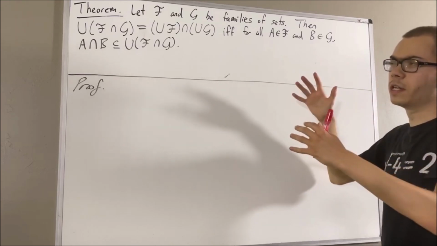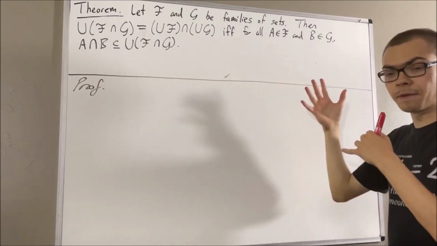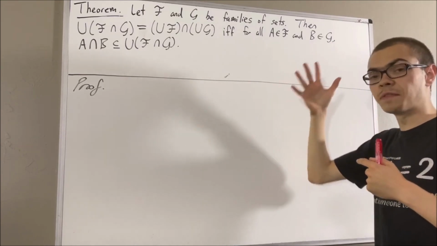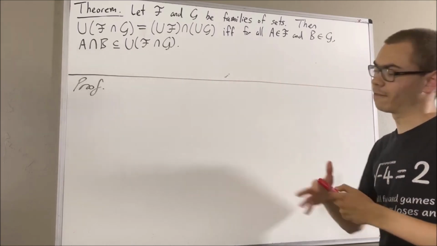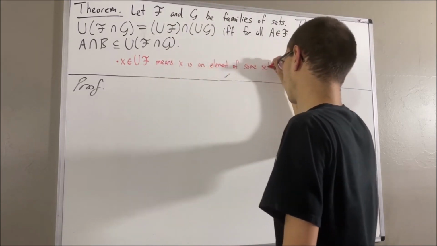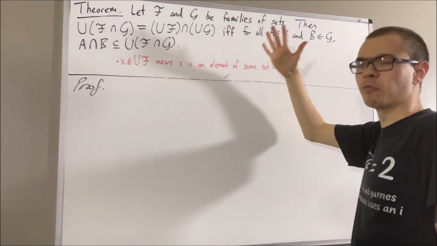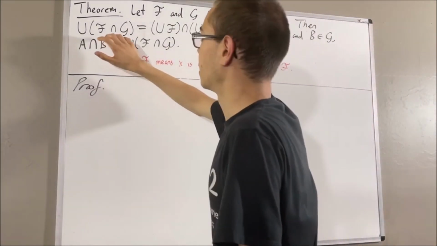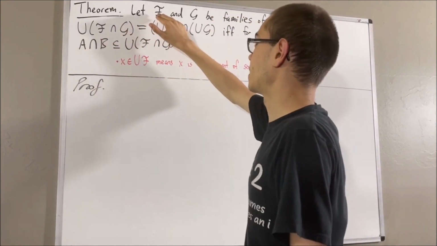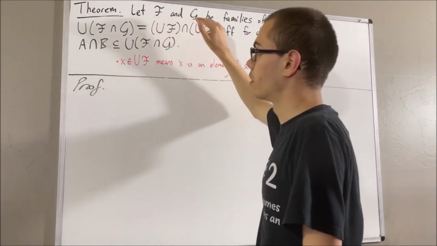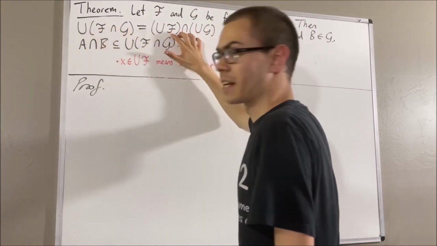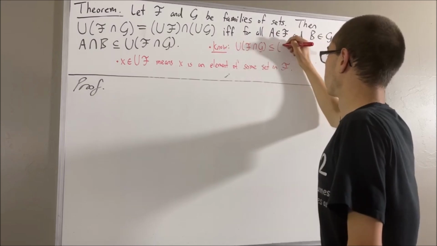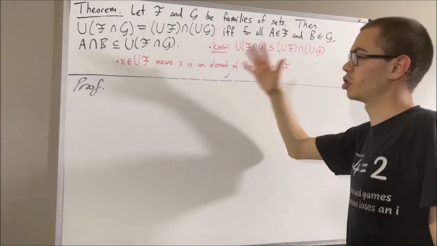Now, if you recall, given a family of sets F, to say that x is an element of the union of F means that x is an element of some set in F. And previously, we have already shown that no matter what families of sets F and G are, well, this set is in fact a subset of this set. Okay, so now let's get into the proof.